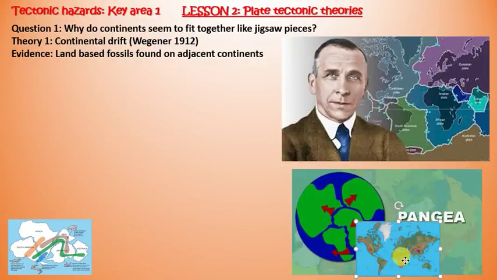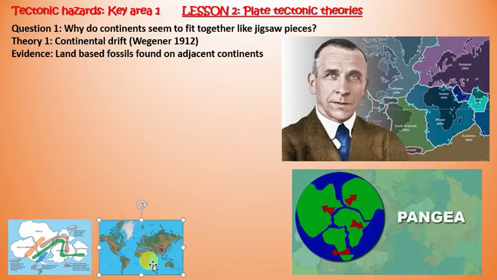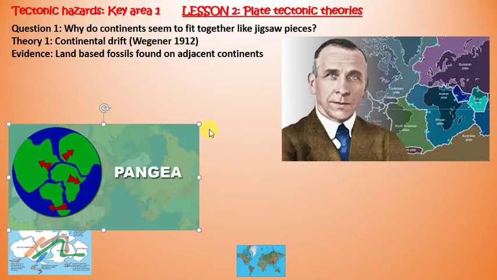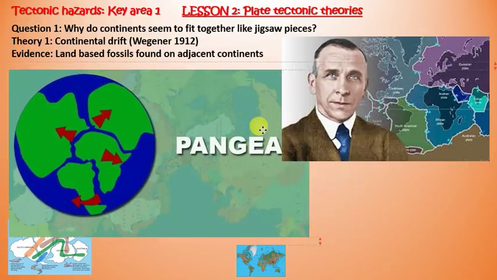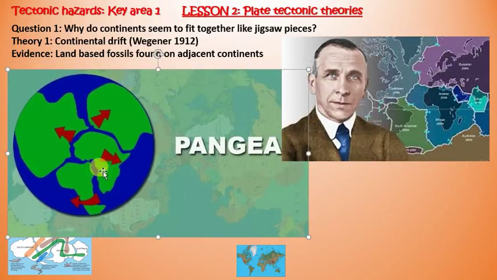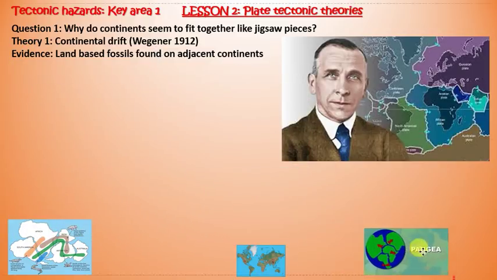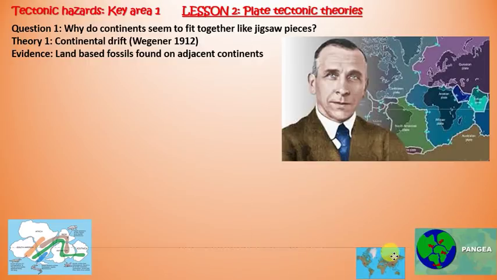That was his theory. Now, a theory is an idea, and until it's proven and you've got evidence, then unfortunately that's all it is. It's a theory or a hypothesis. So this was Big Alf's theory, right? He thought that the continents once fitted together, and he called this supercontinent Pangea.